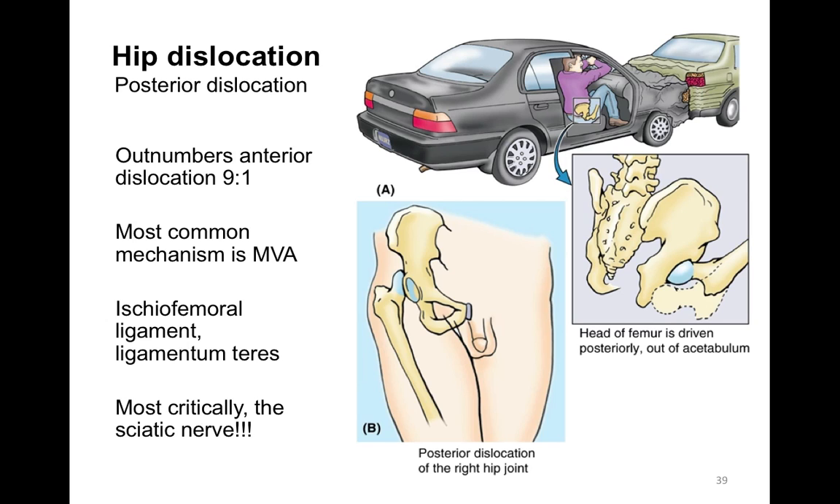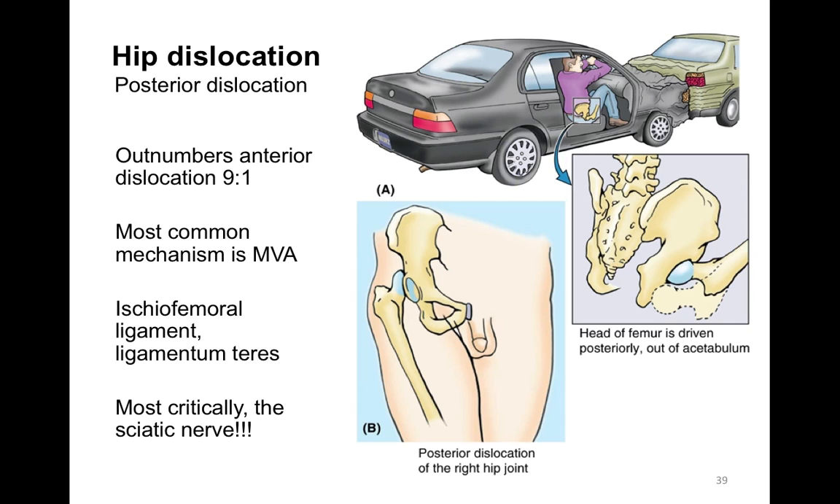And the most common mechanism for a posterior hip dislocation is illustrated in this top panel as a motor vehicle accident where the distal aspect of the femur is rammed into the dashboard and the hip is flexed, so we're already in a position to push the proximal aspect of the femur, that is the head of the femur, out of the acetabulum. And as it does so, we'll definitely damage the ischiofemoral ligament and the ligamentum teres.